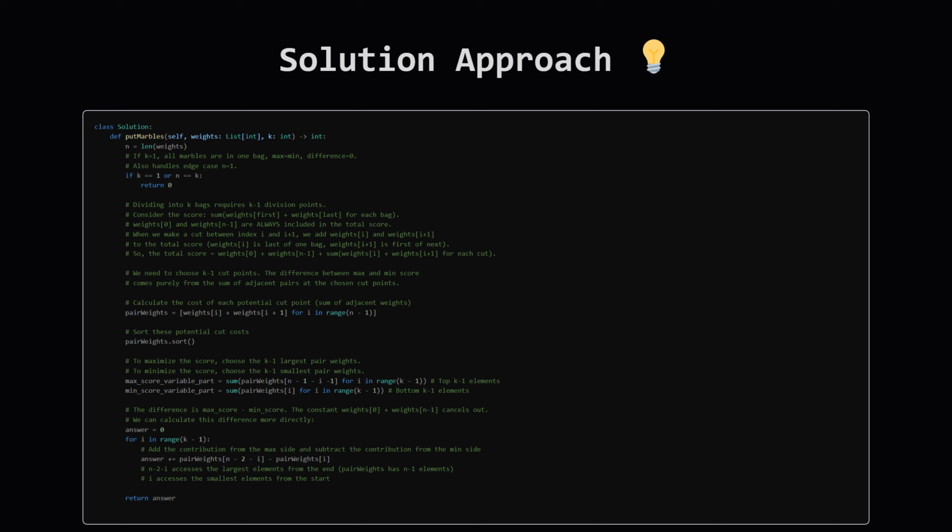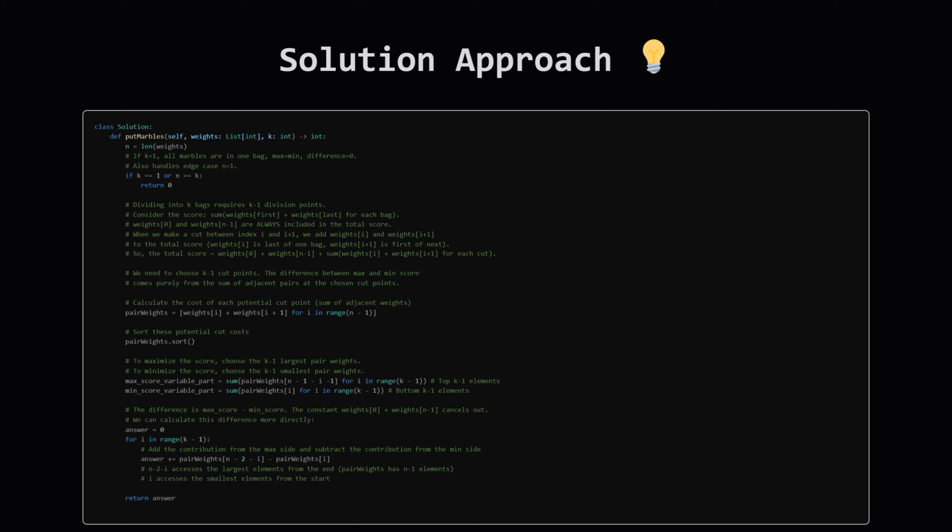Now, what happens when you place a divider between marble i and marble i plus 1? Marble i becomes the last marble of one bag, and marble i plus 1 becomes the first marble of the next bag. So placing this divider adds weights[i] plus weights[i+1] to the total score. Since we need k-1 dividers, the total score is always weights[0] plus weights[n-1] plus the sum of weights[i] plus weights[i+1] for the k-1 division points we choose. To maximize the total score, we should choose the k-1 division points that have the largest weights[i] plus weights[i+1] values. To minimize the score, we choose the k-1 points with the smallest sums.